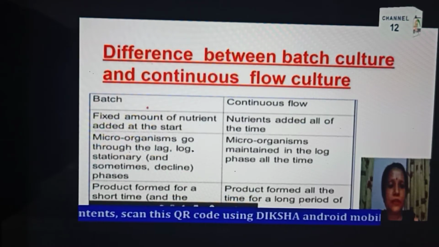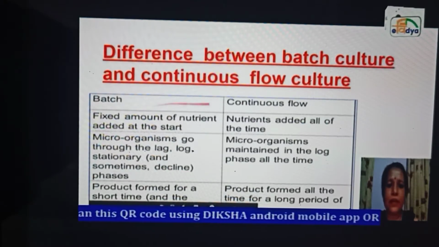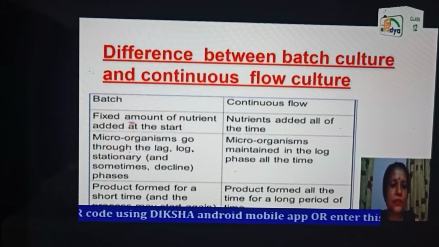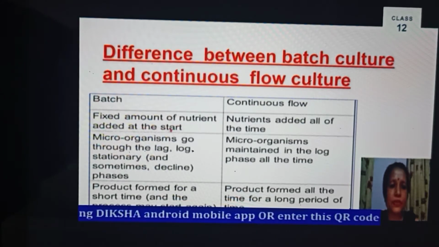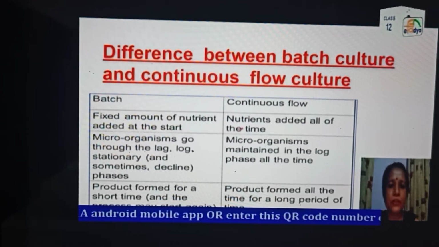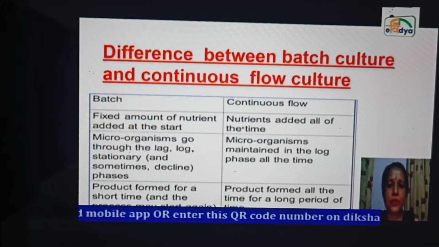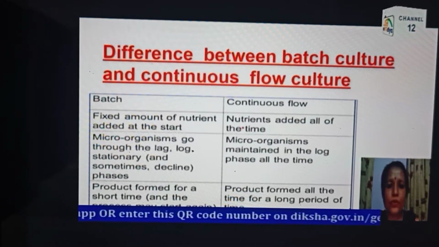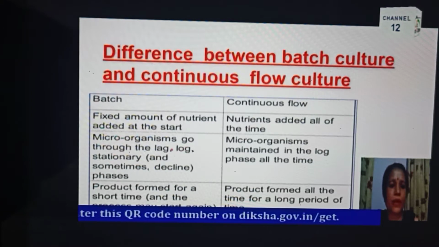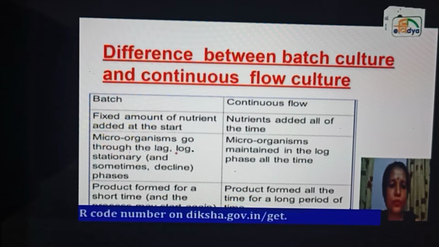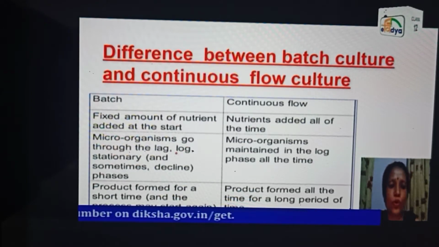Now, let us see the difference between the batch culture and continuous culture. A fixed amount of nutrients is added at the start in the case of the batch culture. In the case of the continuous culture, nutrients are added all the time. Microorganisms go through the lag phase, then the log phase, then the stationary phase.